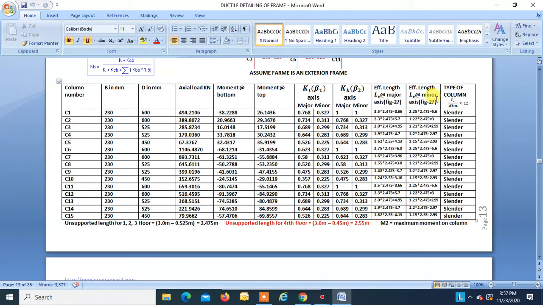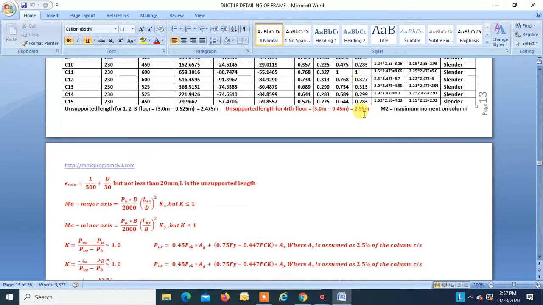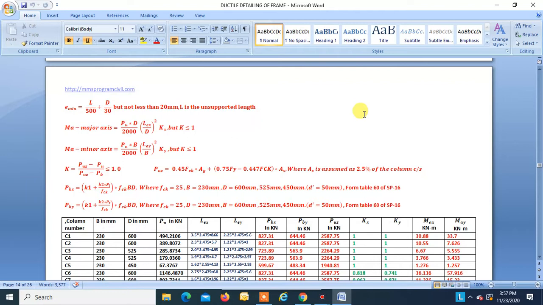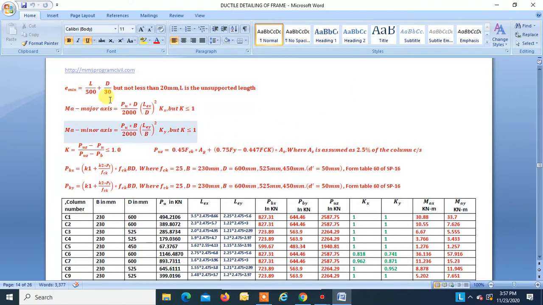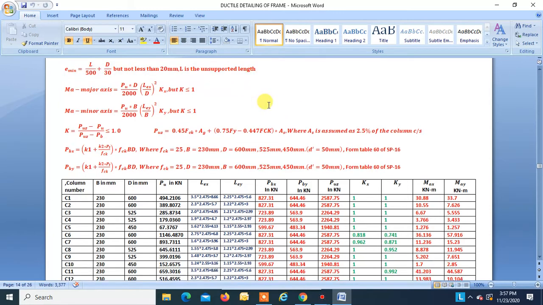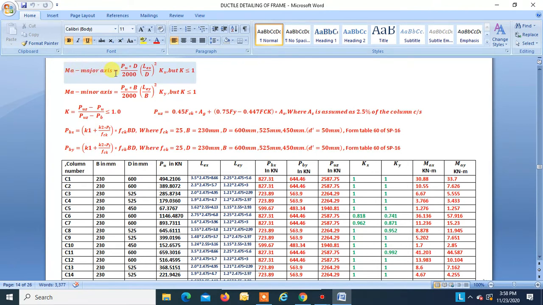Now once we know that the columns are slender, the next step is to find the additional moment due to the slenderness. So we have to find the P delta moment, right? That is the next thing which we will look at. Now we know E minimum is equal to L divided by 500 plus D divided by 30. This is for major axis, where L is the unsupported length. This is the formula given in the code.